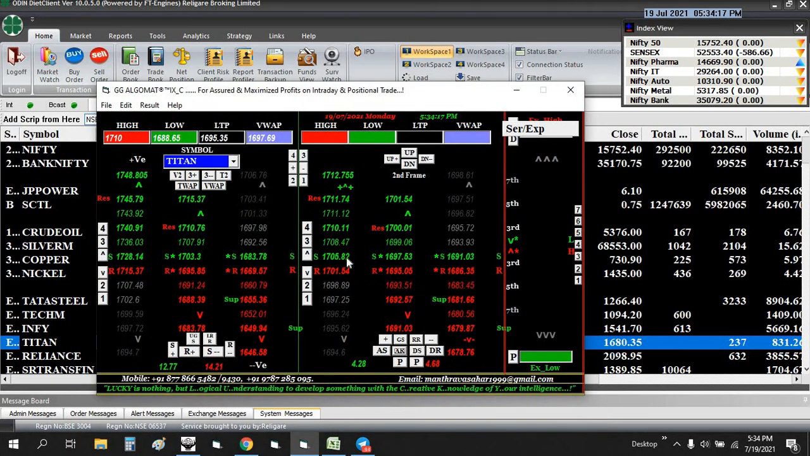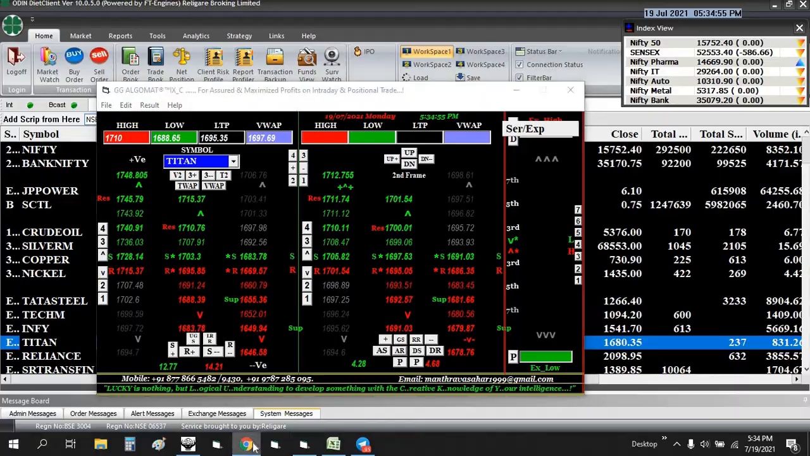What I have told, it should reach this particular zone, and once again it should come down and break this 1693. Below that we can go for short, but comparing 1709 and this 1693, there is a difference of more than 15 to 17 points. That is a late entry, but you can see this price, 1697.25, right? Below this 1697.25 itself, you can take your short entry.